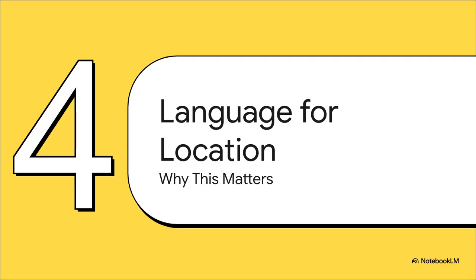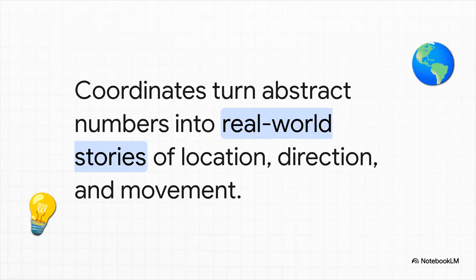So we've seen how it all works, but let's just zoom out for a second. Why does any of this really matter? Why should we care about this language of location? Because this right here is the whole point. Coordinates are like a magic trick. They turn these abstract, boring numbers into real-world, tangible stories about where things are and how they move. It's a universal language for location.